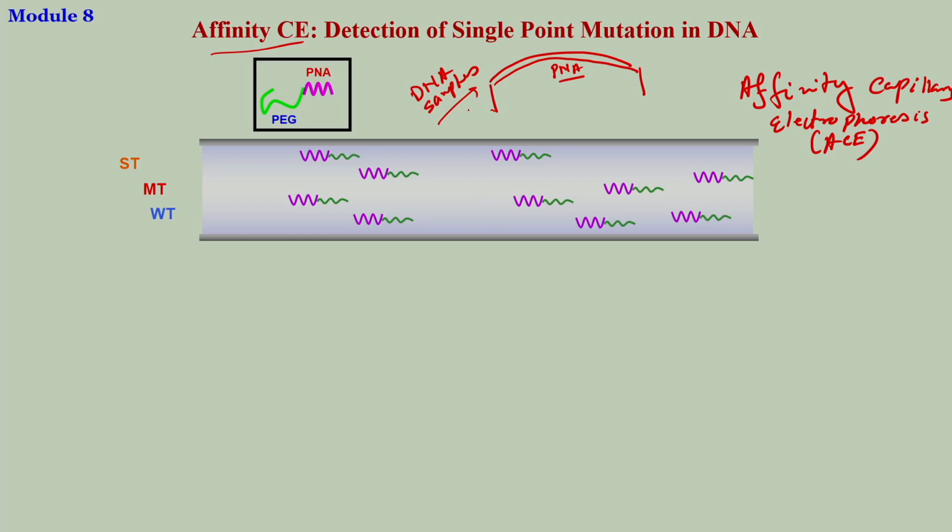Now, if you inject your DNA sample here, what will happen? This is also a probe which hybridizes with DNA. Now, if you have a wild type DNA, which means the perfect DNA, and if you have a mutant, MT means mutant, and this means the wild type. Wild type means basically the normal DNA or normal gene. MT means the mutant, mutated. So, both are DNA.